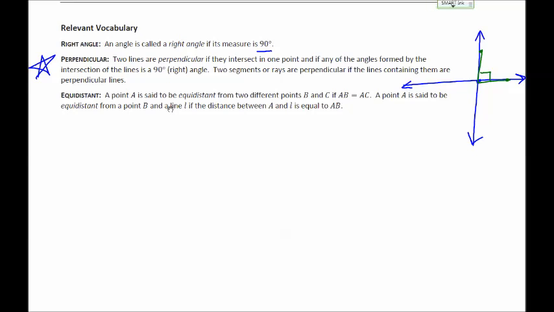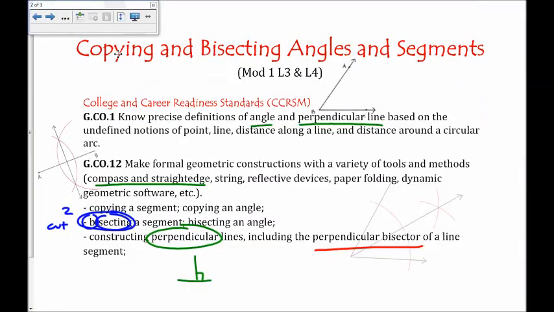The last word is equidistant. Equi means equal, and distant means distance. So equidistant means equal distance. In this video, you were given the precise definitions of angle and perpendicular line. Make sure you memorize those and be very familiar with those definitions.